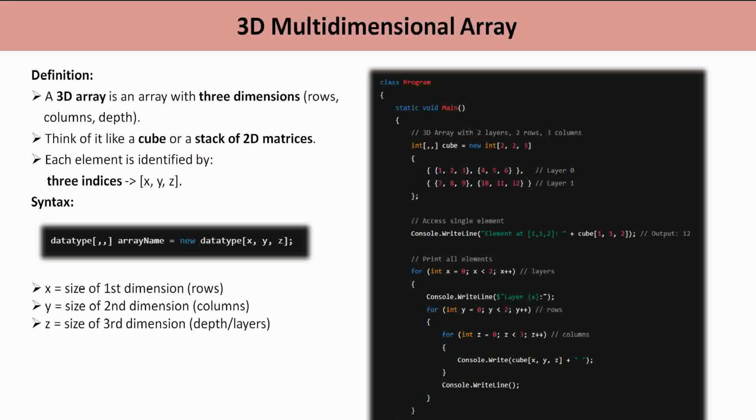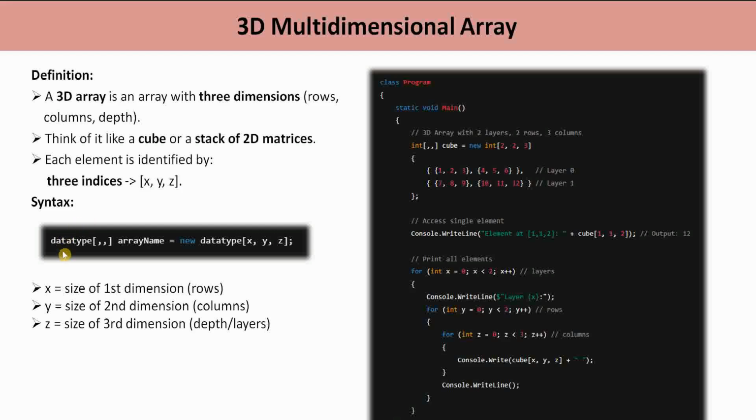So you can think about a cube with three dimensions. First, layers: how many layers we have. Second, rows: how many rows we have in that cube. And third, columns: how many columns we have in that cube. Each element is identified by its three indices x, y and z. So there are a total of three dimensions: layers, rows, and columns.